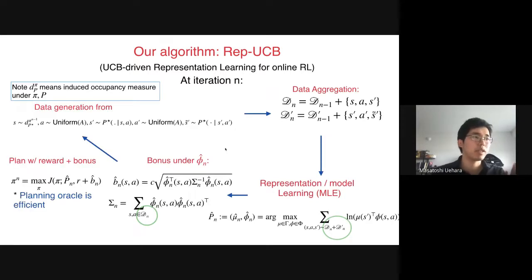Next, after constructing the bonus, we solve the planning problem. The planning problem is defined inside the learned model p hat n, and also the bonus enhanced reward r plus p hat n. And this planning oracle is computationally efficient because p hat n is basically linear in phi hat n. So we can say that the Q function is linear in phi hat n. Thus, we can just use least squares value iteration on linear models, like linear MDP papers. And it runs in polynomial time with some negligible errors. So in that sense, this part is still computationally efficient.